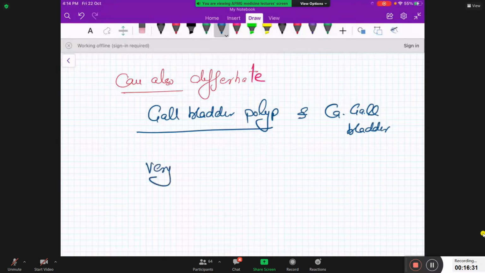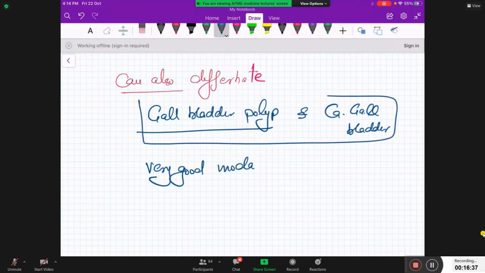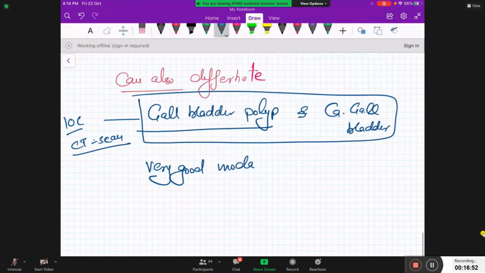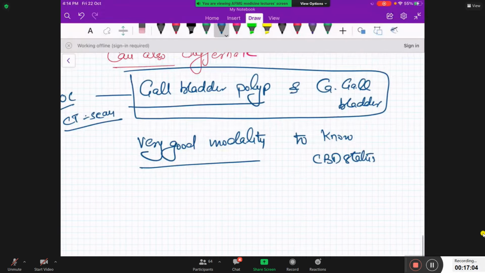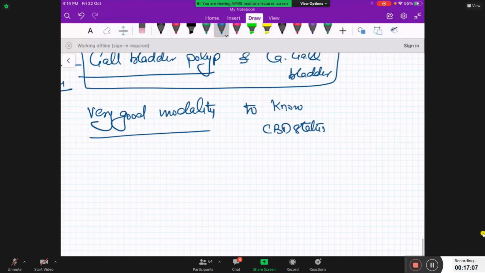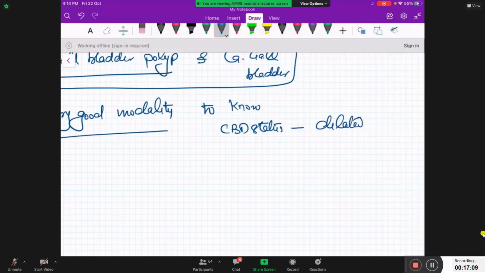Ultrasound is a very good modality, but please note the investigation of choice to categorically differentiate the two things is CT scan. It's a very good modality to know CBD status. What do you mean by CBD status? Whether the CBD is dilated or not dilated.